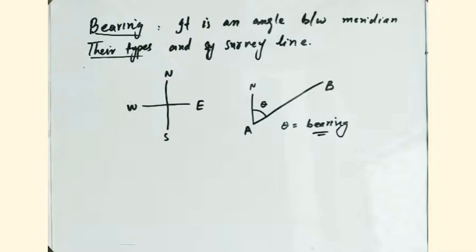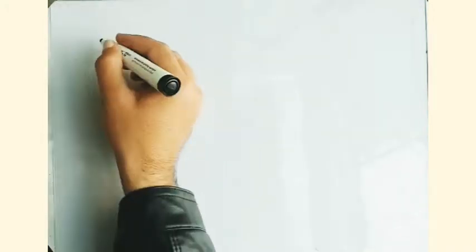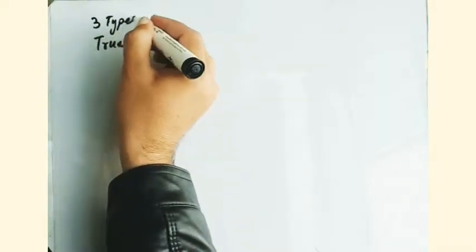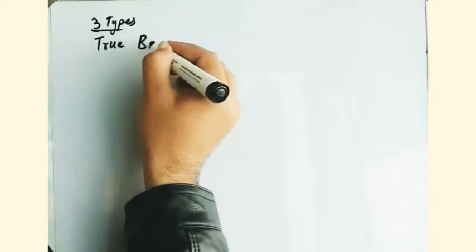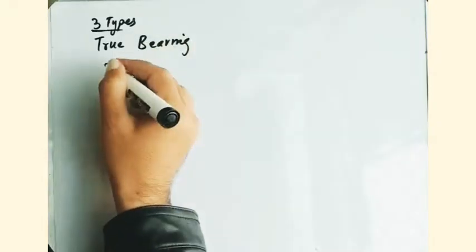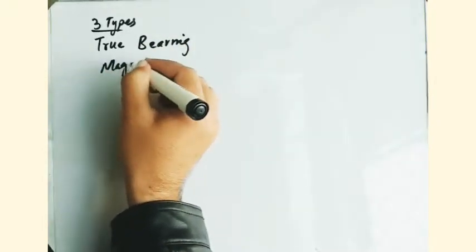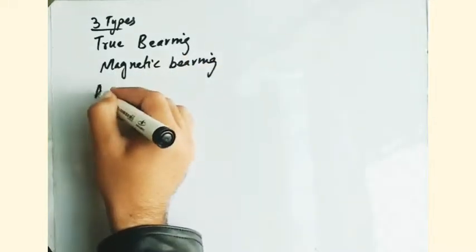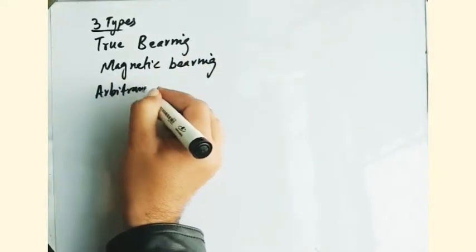Now, what are the types of bearing? There are three types of bearing: true bearing, magnetic bearing, and arbitrary bearing.